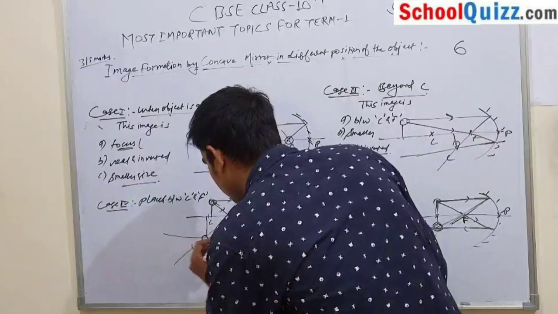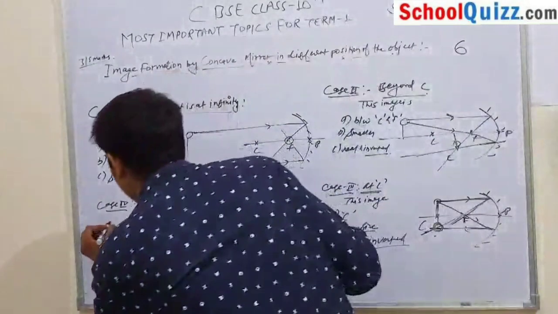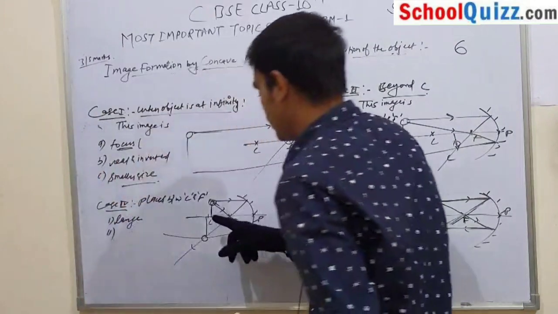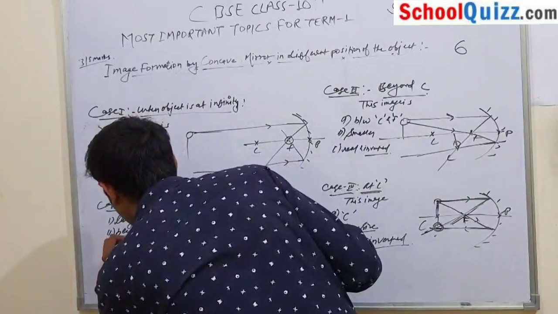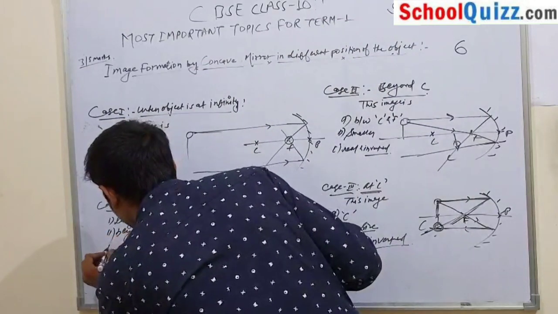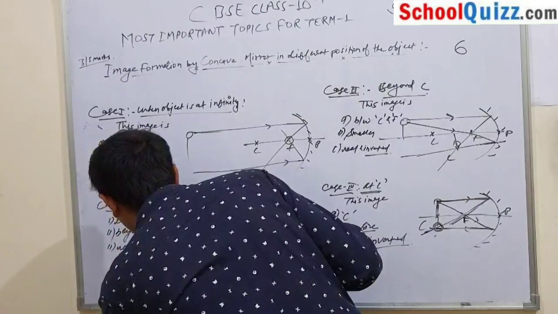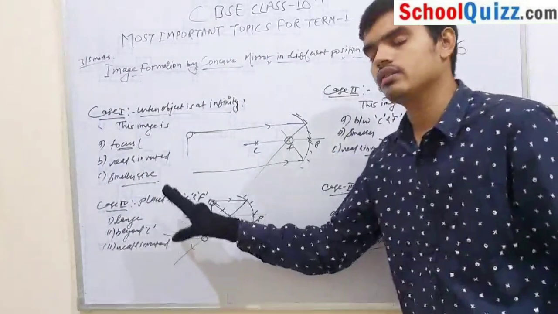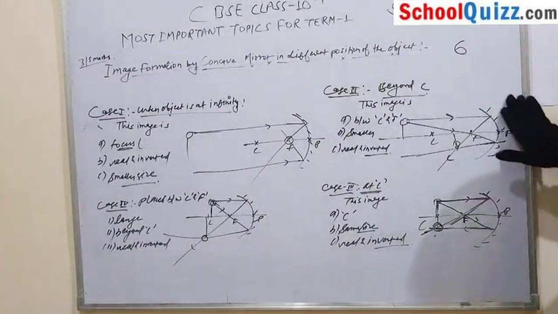So what we see is that the image is large. Second, the image is produced beyond C, beyond the center of curvature, and third, it is real and inverted. Okay, now our fourth case is completed. Now we are going to discuss the fifth case.